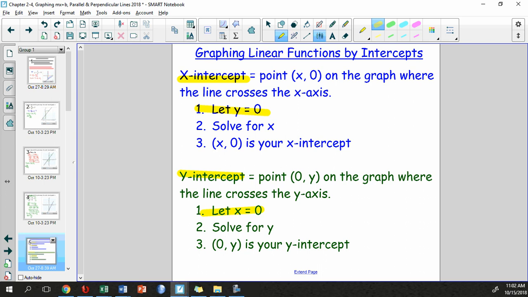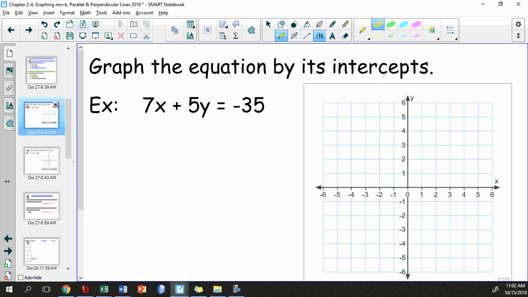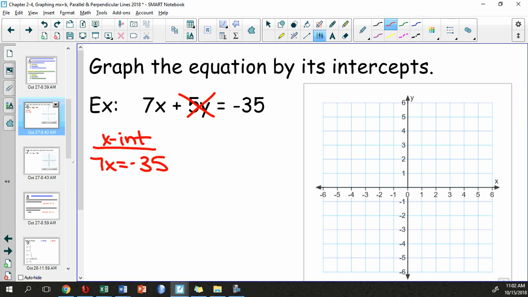So let's do a problem. Okay, I have 7x plus 5y equals negative 35. So if I want to find my x-intercept, you are simply going to cross off y because it's going to be 0. And you're left with 7x equals negative 35. How do I solve this for x? Divide by 7. So x is equal to negative 5. So I have the ordered pair (-5, 0).